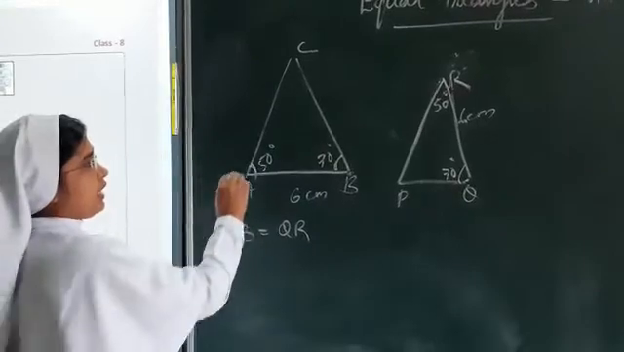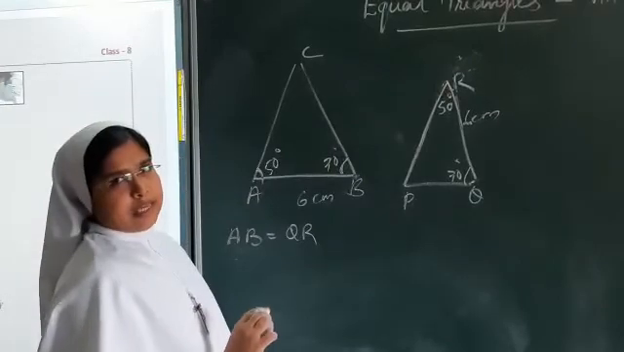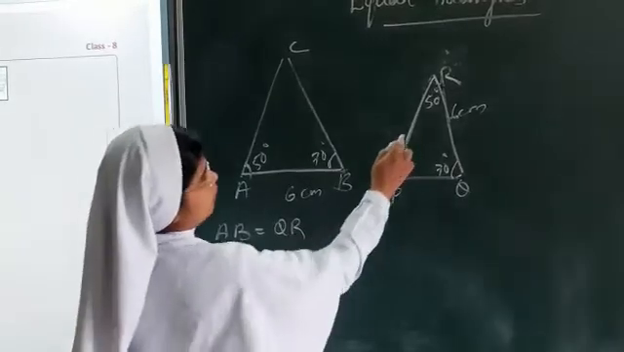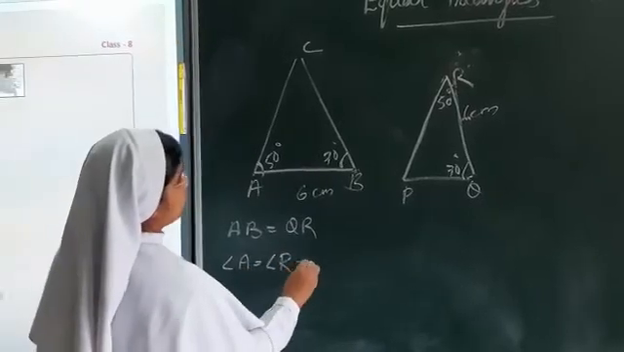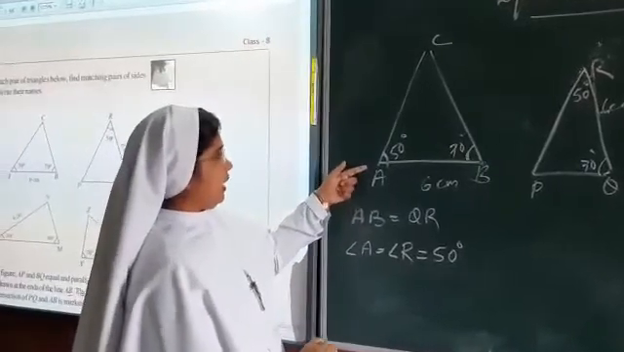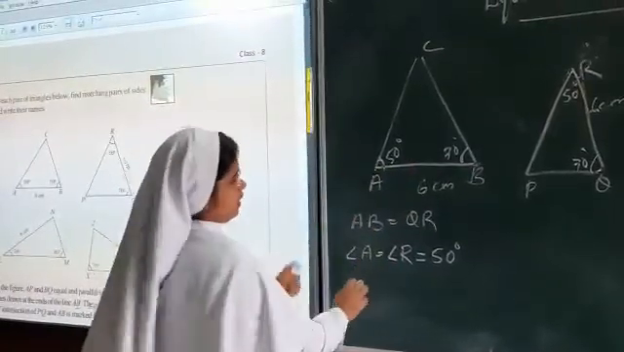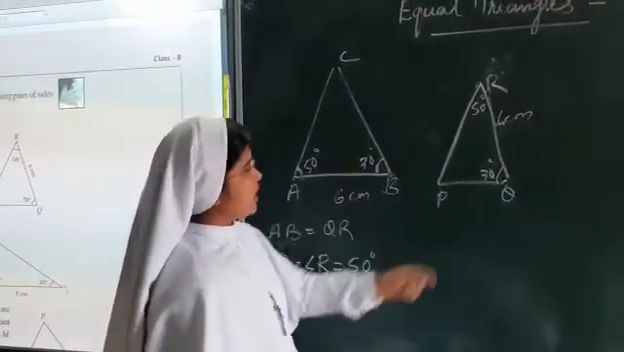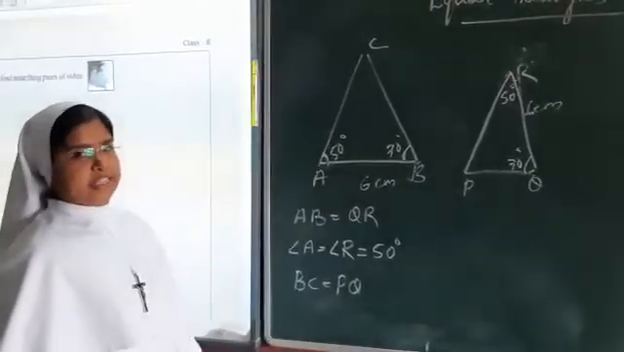Now what we have said, the angle opposite that side will be the same or equal. So here we have angle A is equal to angle R, both are 50 degrees. Now let us see what is opposite to angle A. Which side is opposite to this particular angle? BC. So BC, and angle R, what is the opposite side? PQ. So there are the matching sides.